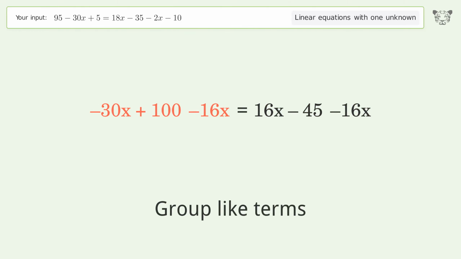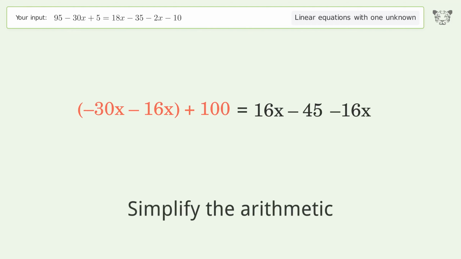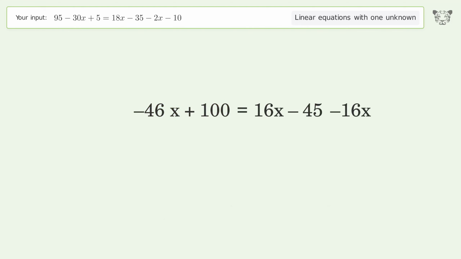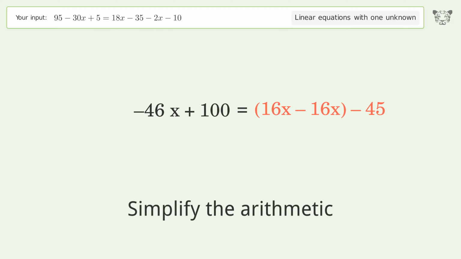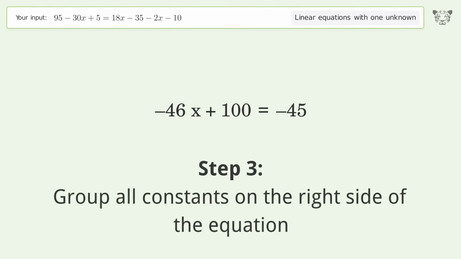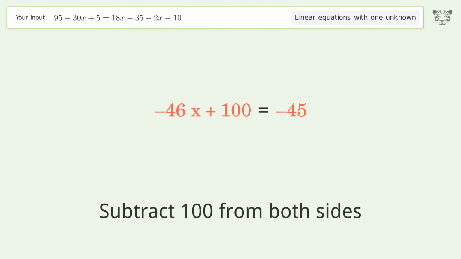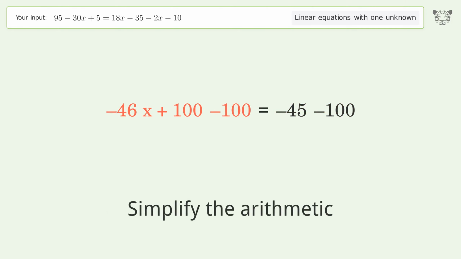Group like terms. Simplify the arithmetic. Group like terms. Simplify the arithmetic. Group all constants on the right side of the equation. Subtract 100 from both sides. Simplify the arithmetic.